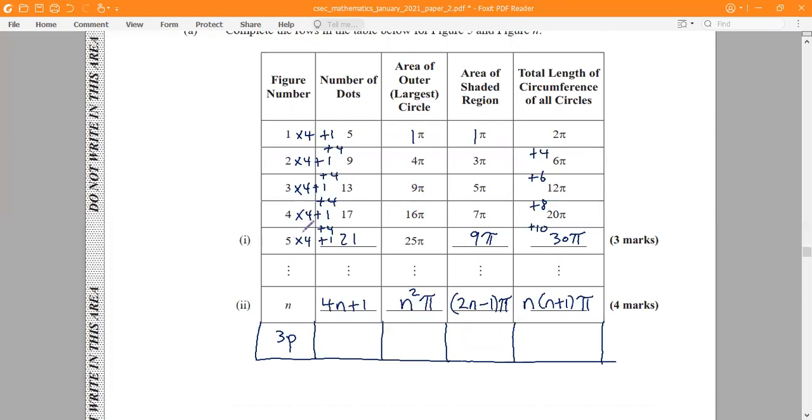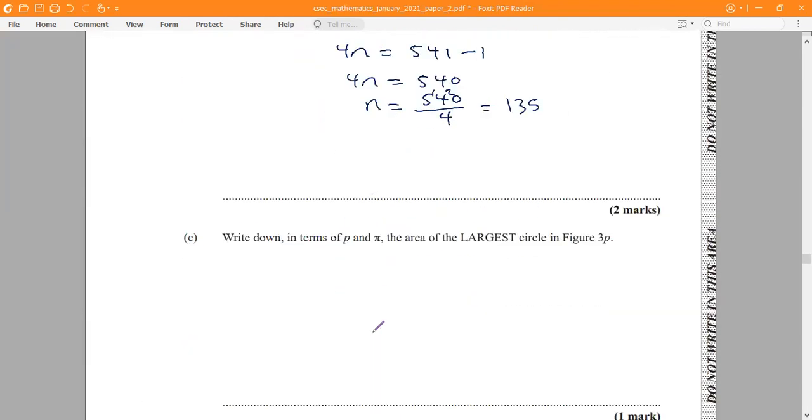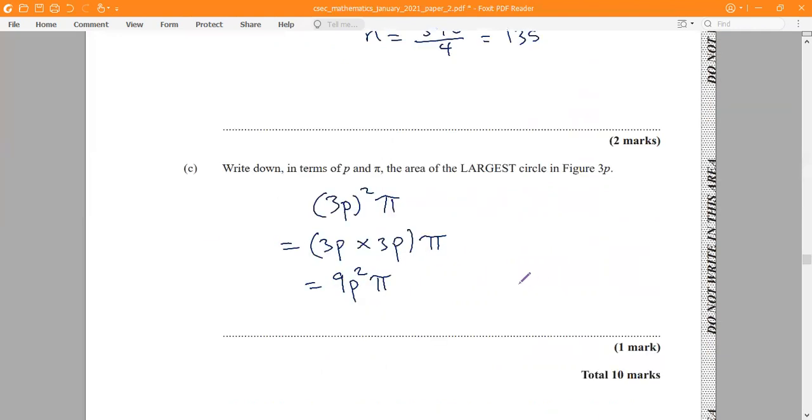Okay, so in order to find this area, we need to square the figure number and multiply it by pi. Right now, the figure number is 3p. So we need to square 3p and multiply by pi. Okay, so 3p squared multiplied by pi. We are going to simplify that expression now. So 3p squared times pi is equal to 3p multiplied by 3p, all right, times pi, which is 3 3s are 9. p times p is p squared, times pi. So we have 9p squared pi as our answer for part C.